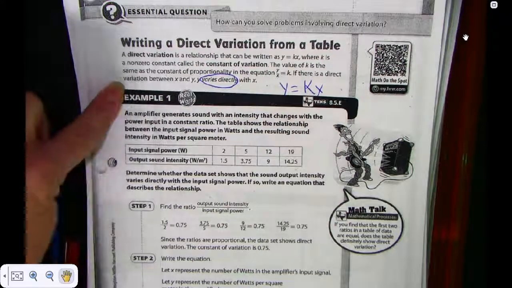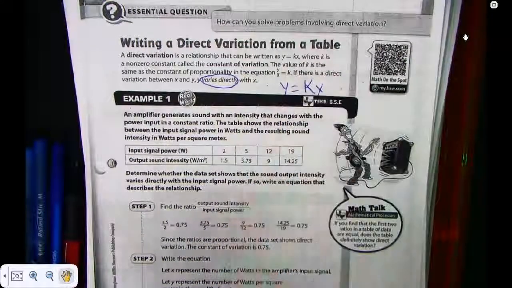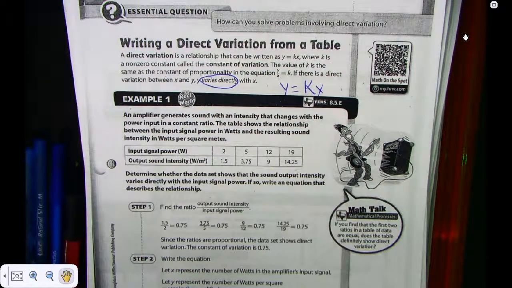When you see those words, you're going to automatically go write that equation. Automatically. When it says varies directly, that is your clue. Hey, this is proportional. You know what your graph's going to look like.